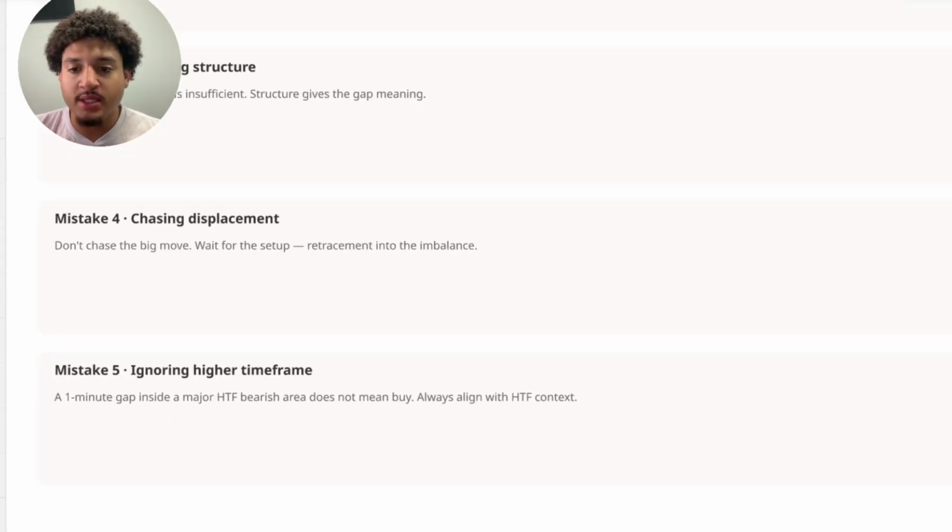Now, mistake 5 is ignoring higher time frame. A 1-minute gap inside a major higher time frame bearish area does not mean buy. Always align with the higher time frame context.